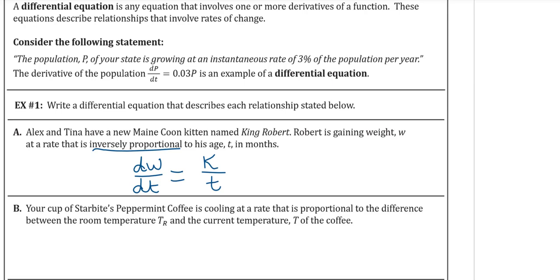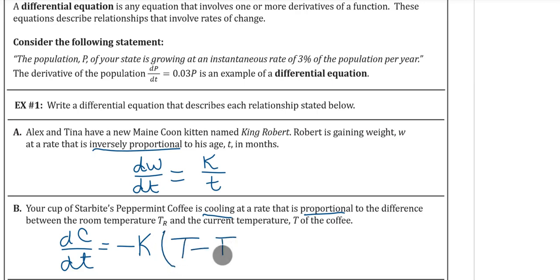The second one: your cup of Starbites peppermint coffee is cooling, that's important, at a rate that is proportional, so directly proportional, to the difference between the room temperature R and the current temperature T of the coffee. So for our coffee, I'll just use dC/dt, and since it's cooling, it's going to be negative. Here's our constant of proportionality, times the difference between the current temperature and the room temperature. Okay, so that's the idea of a differential equation.